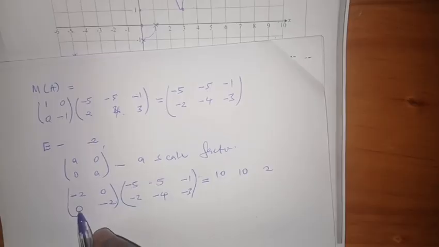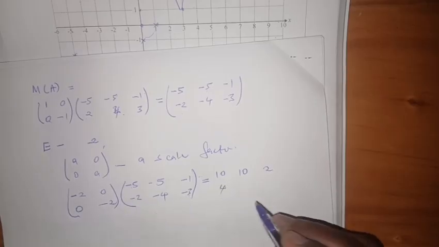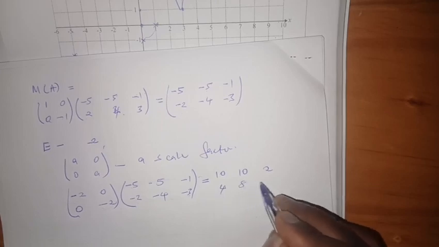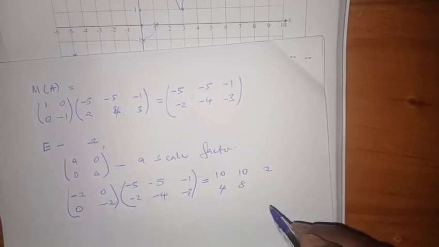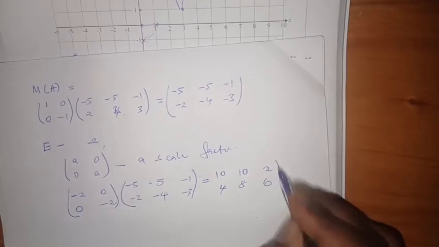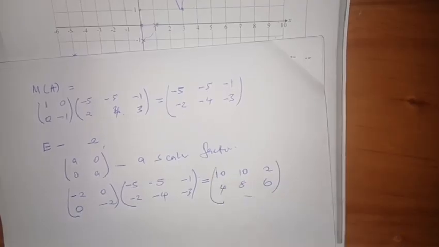On the bottom, there's 0. And then the negative 2 is going to multiply only the bottom part. So negative 2 times negative 4, that's 8. And then negative 2 times negative 3, that's a positive 6. So this is our outcome now. Let's go and plot that.